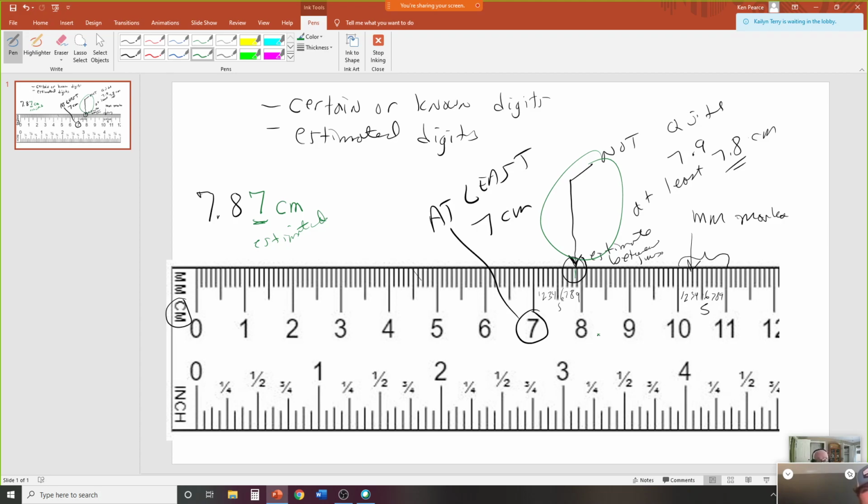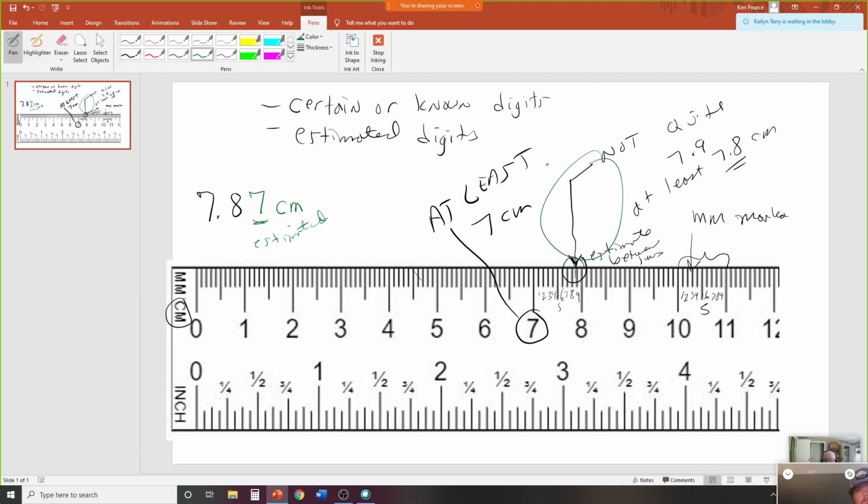It's 7.8 something. Now the primary skill here is you're able to count. So you start with 7, and with 7 point whatever, and we go out 8 tick marks, that's 7.8, and we estimate between that, 7.87. Okay, that's 7.87.